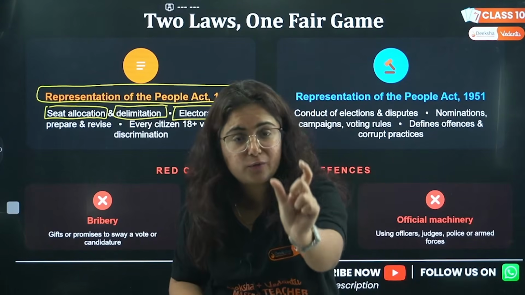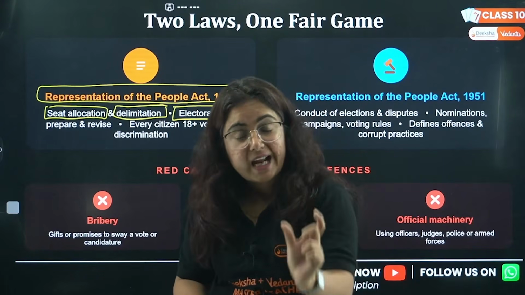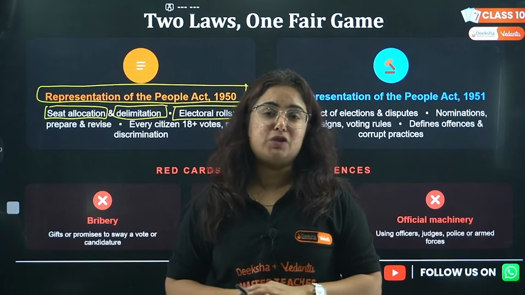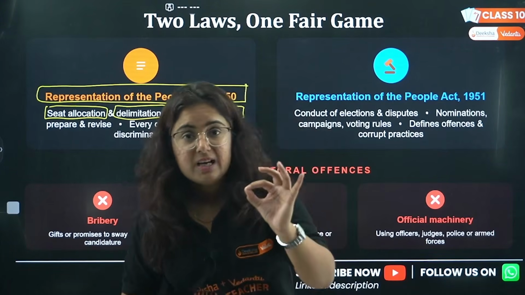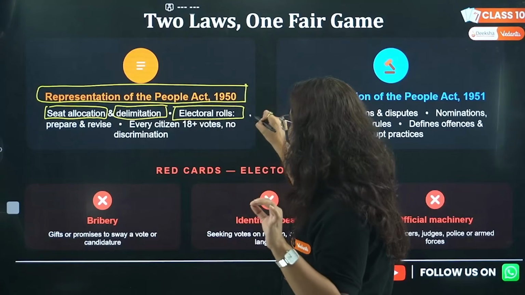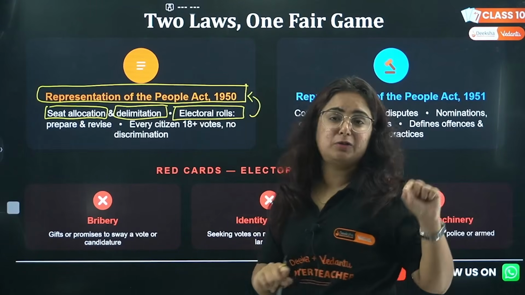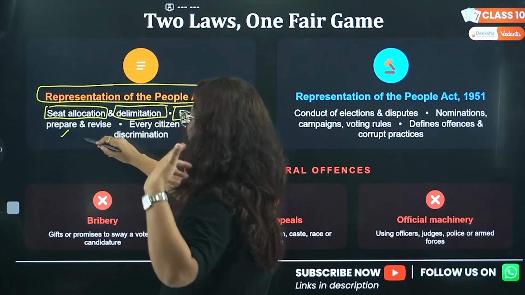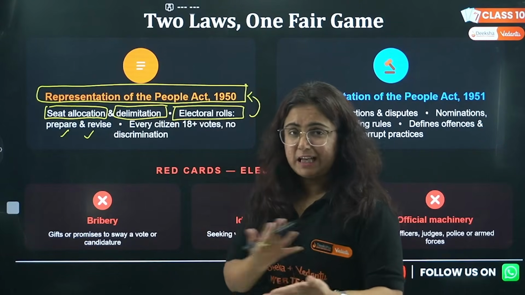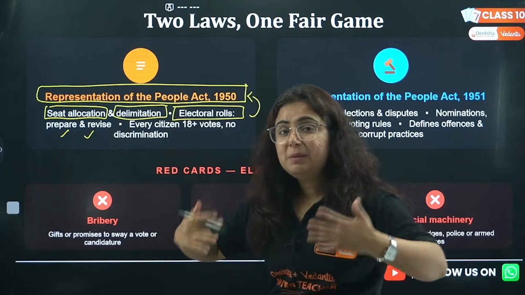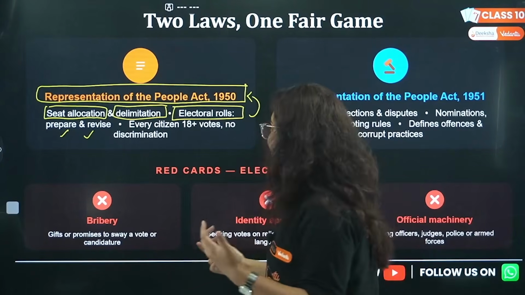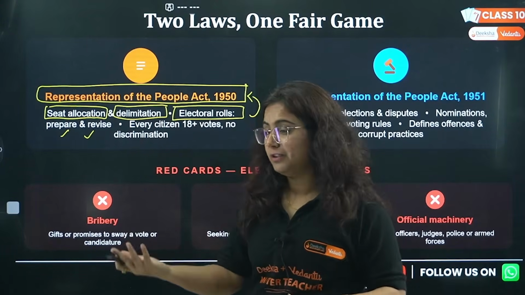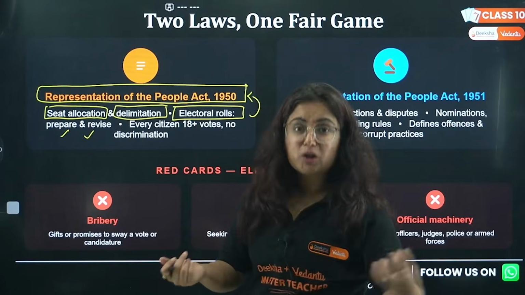A list of the citizens who are entitled to vote in this election is prepared by the Election Commission of India. So the rules regarding that electoral rolls are listed in this Representation of the People's Act. Along with that, how to prepare it and how it is to be revised, because every time an election happens, new people become 18 years old, right? New citizens become 18 years. So it needs to be revised. Some of them face death. So they are to be removed.